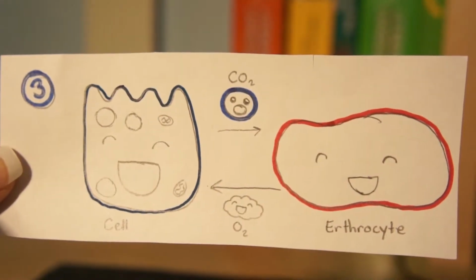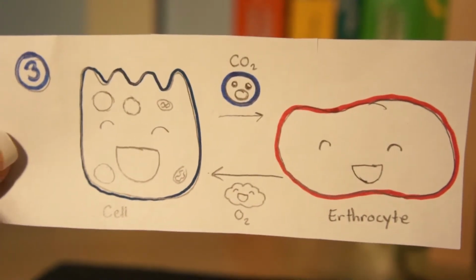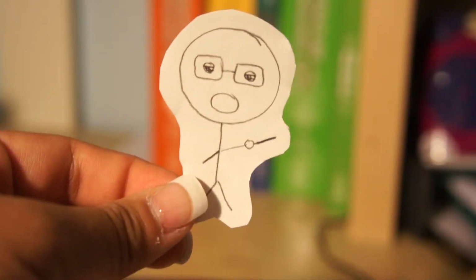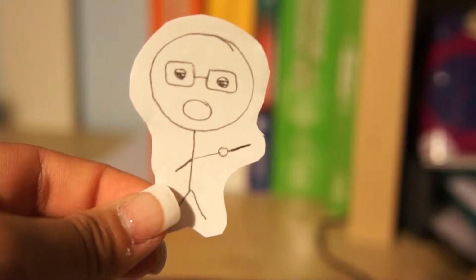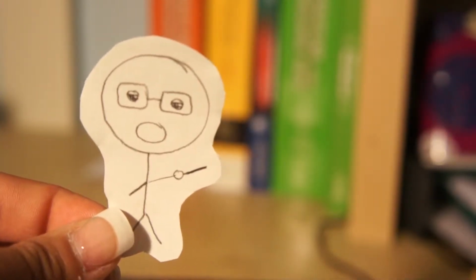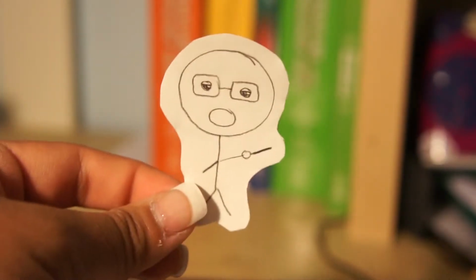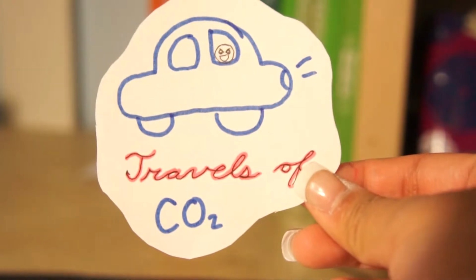And finally, a majority diffuse into an erythrocyte and are converted into carbonic acid. Because the majority of carbon dioxide is transported from tissues to the lungs by diffusion into erythrocytes and conversion into carbonic acid, we'll explain how it is able to travel.